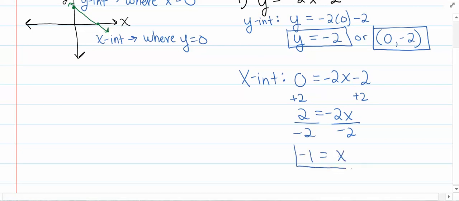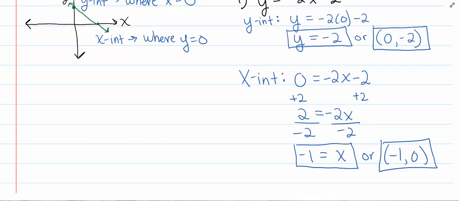You can list it this way. I think the answer key might also list it as an ordered pair. So x is negative 1 and y is 0. So that's all really that there is to it. You just have to solve for x or y depending on what you have. I'm trying to see a couple ones that might be a little bit tricky for you.